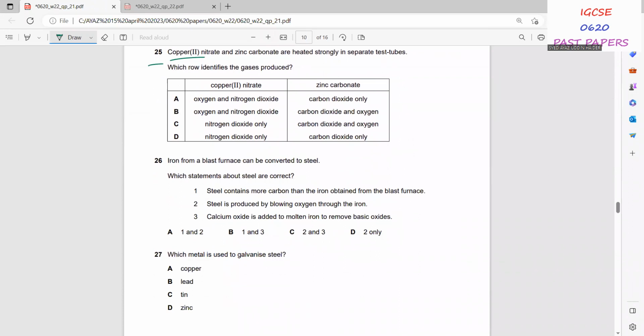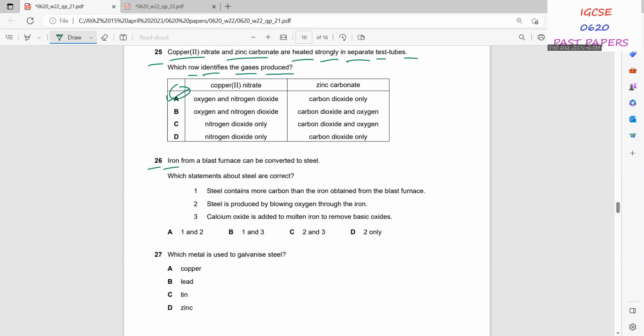25. Copper(II) nitrate and zinc carbonate are heated strongly in separate test tubes. Which row identifies the gases produced? So both are heated strongly. Copper(II) nitrate will produce oxygen and nitrogen dioxide. Zinc carbonate will produce carbon dioxide only. So choice A will be the right answer for this question.